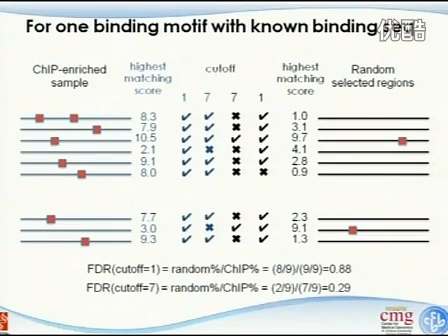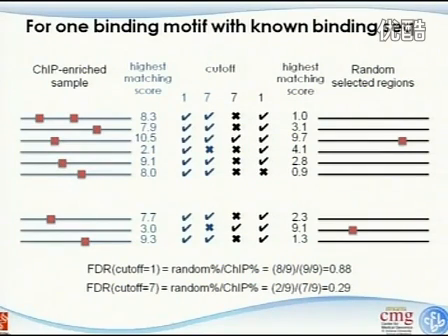Of course, you want to try more gradient ones to make your figure a little bit better, but I'm just making it up. If I use 7 as my cutoff, you can see that 2 of this doesn't make it, and 2 of this make it in the random site. And when you calculate this FDR, 2 out of 9 made it, 7 out of 9 made it, and your FDR here is about 30%.